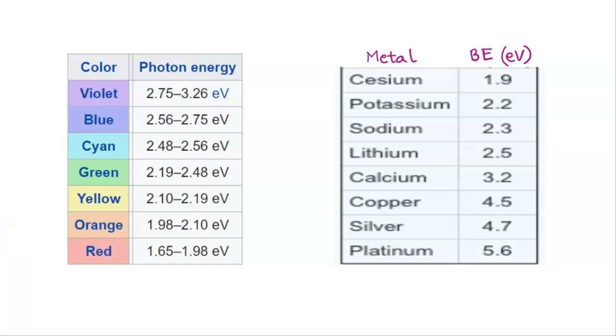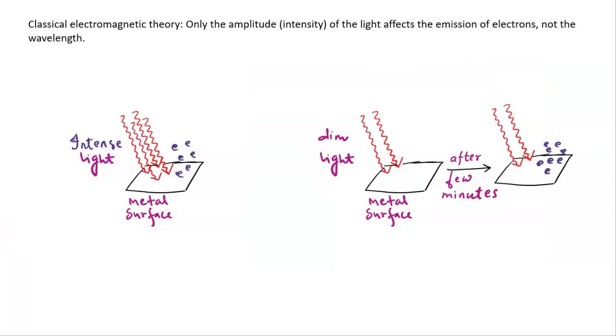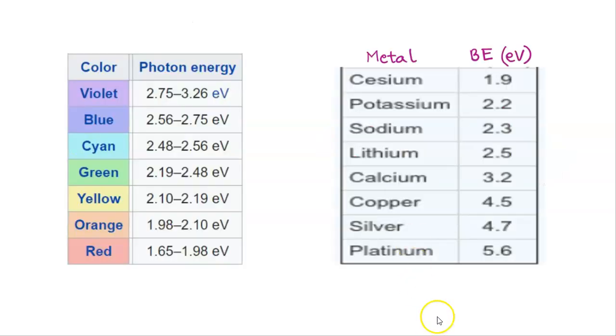But classical electromagnetic theory was of a different view. Classical electromagnetic theory said that only the amplitude or the intensity of the light affects the emission of electrons, not the wavelength. So it says that the energy of the light is not useful in emitting the electron, but the intensity of the light is. So if you want to eject electrons from, say, lithium, which has a binding energy of 2.5 electron volt, you can use any of these lights.